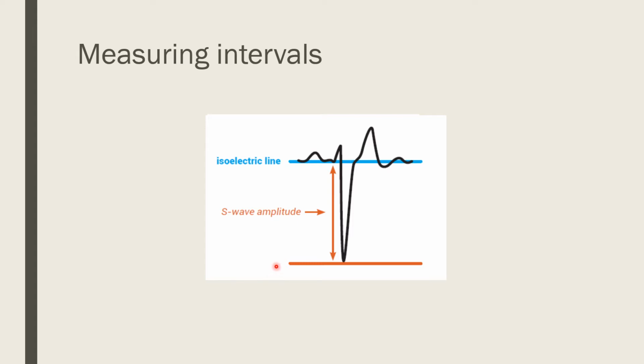This is the measurement of the amplitude. This is an example of measuring the S wave amplitude from the isoelectric line to the bottom of the S wave. This is the S wave amplitude, and also we can measure the R wave amplitude from the isoelectric line to the top ending of the R wave.